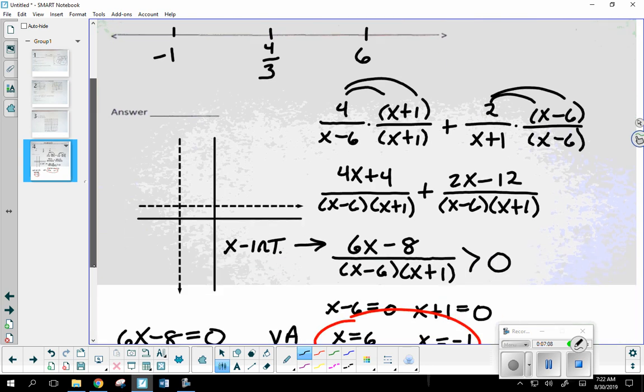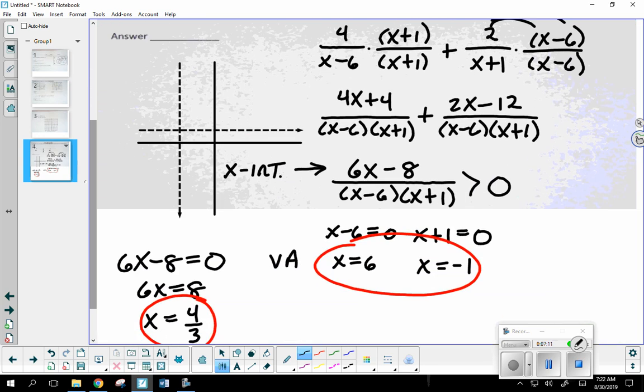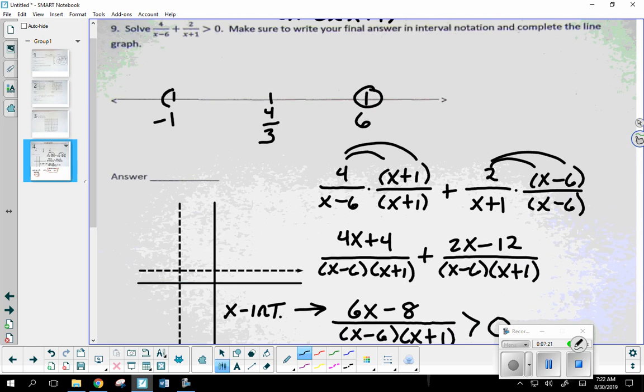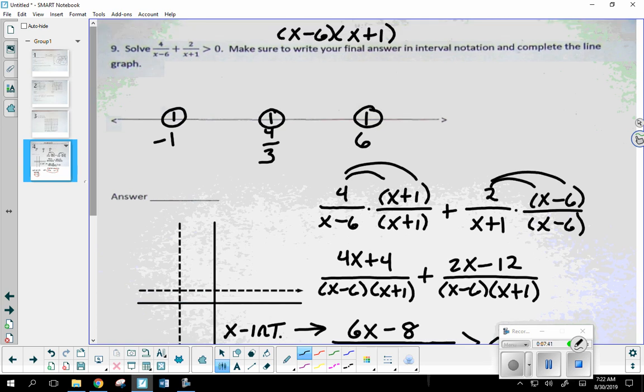Now, the two values that came from the denominator, those are my vertical asymptotes, so I cannot include those. There's no inclusion on this problem anyway, but I'm definitely going to put open circles on both the 6 and the negative 1. Now, the 4/3 isn't going to be included either, and again, because it's strictly greater than. So these are all open circles. 4/3 is what we call the 0, and negative 1 and 6 are what we call the undefined values.